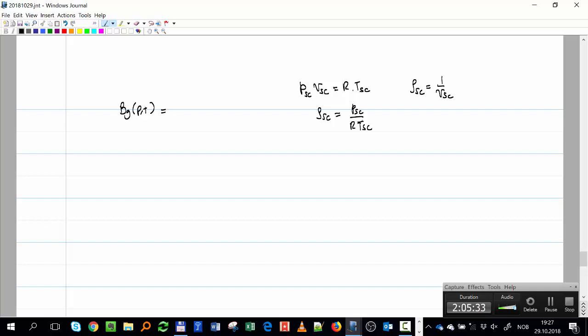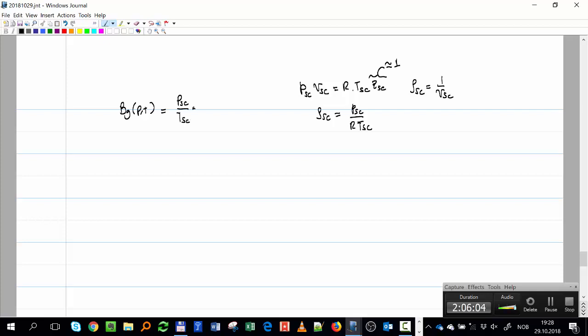And what happened with the z? Why did I take it away, the deviation factor? Because it's 1, because the pressures are very low and the temperature is also very low. So this is very close to ideal, very close to 1.